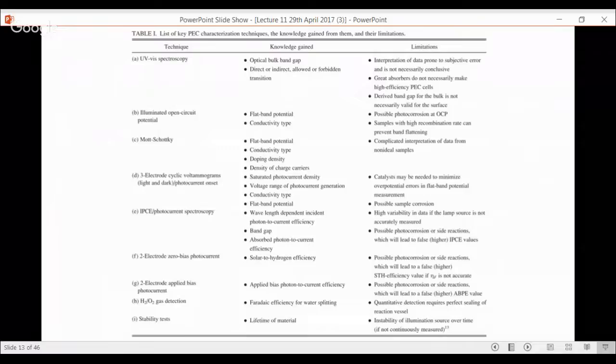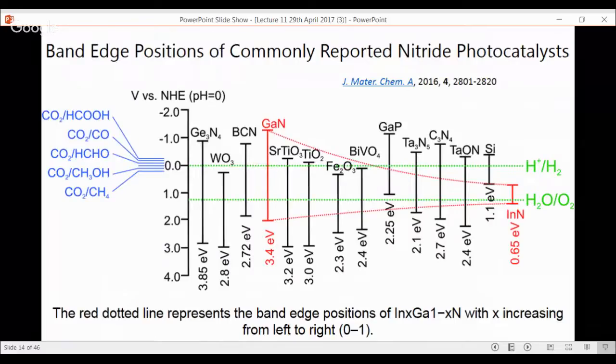Then we should have a hydrogen and oxygen gas detection system. It can be a gas chromatograph or simply a pressure measuring device. Okay, all these things have to be done.